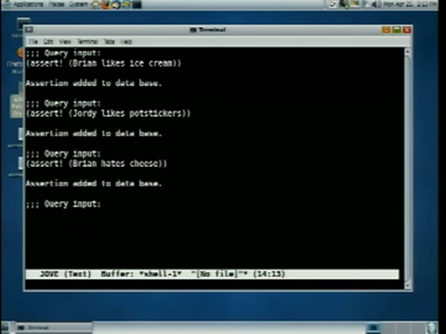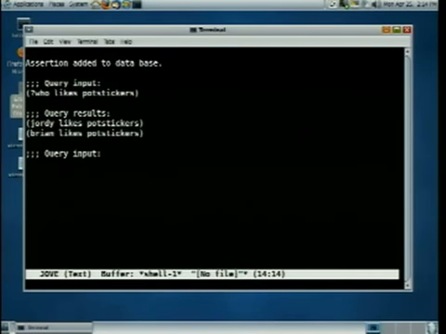Okay, so here's our database of assertions. And now I can ask questions. A question is something that doesn't start with assert!. So I'm going to ask, ?who likes hot stickers. And in this system, a word that starts with a question mark is a variable, and everything else is just text. And we get the answers, Jordy likes pot stickers, Brian likes pot stickers. Right?